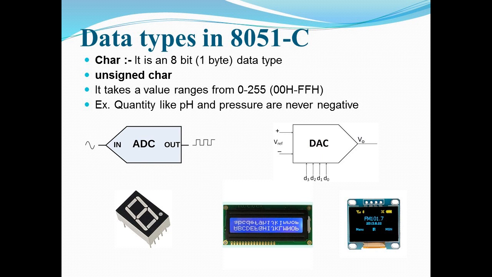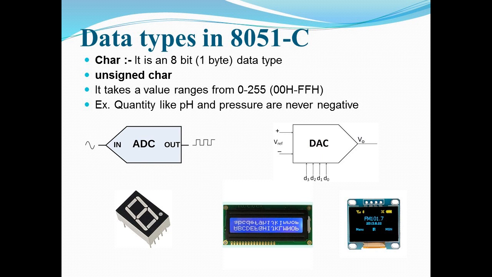Most of the physical parameters have only positive values, which range between 0 and 255. The first case is pH. The pH value always ranges from 1 to 14, so it is always positive. The next example I can take is a pressure value. Pressure is always a positive value which ranges from 0 and above. For such cases we can go with unsigned.